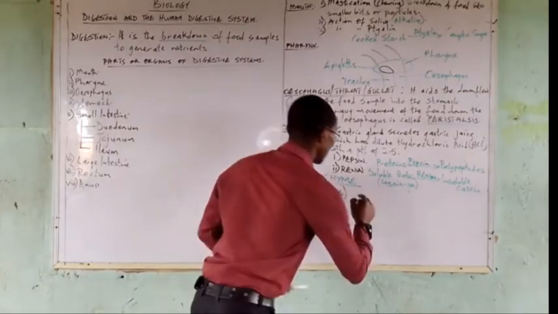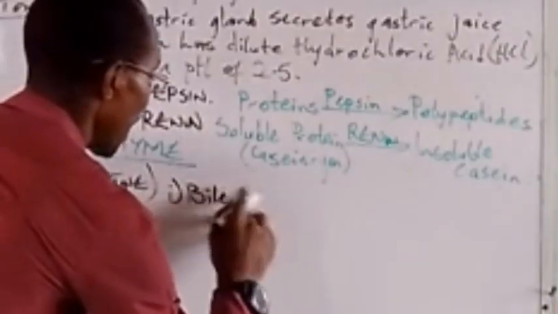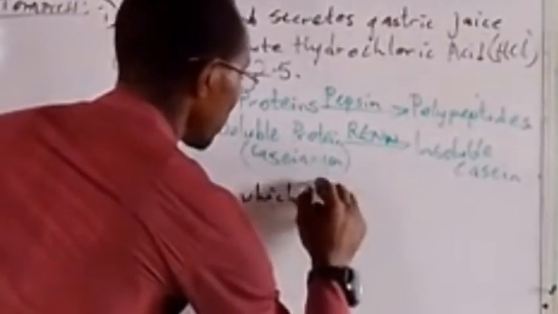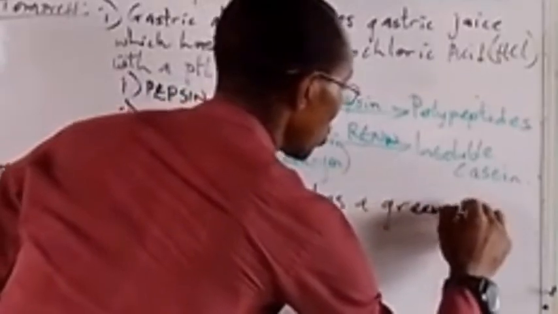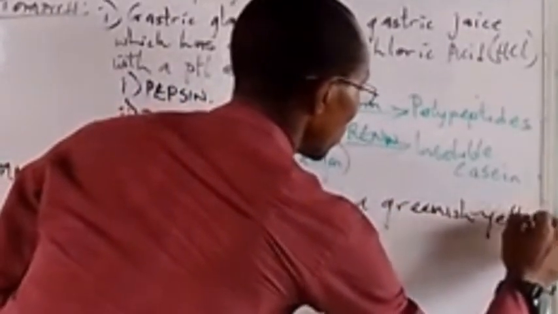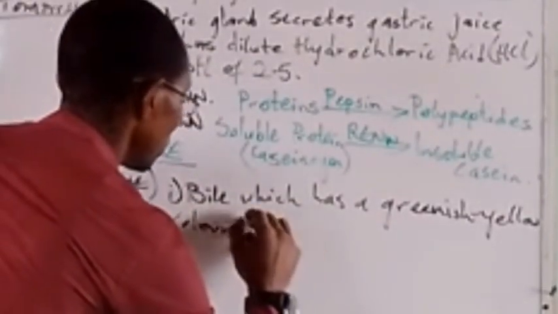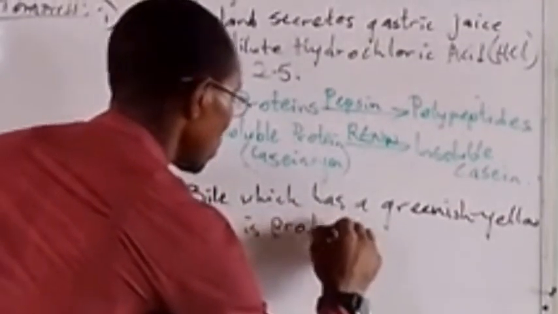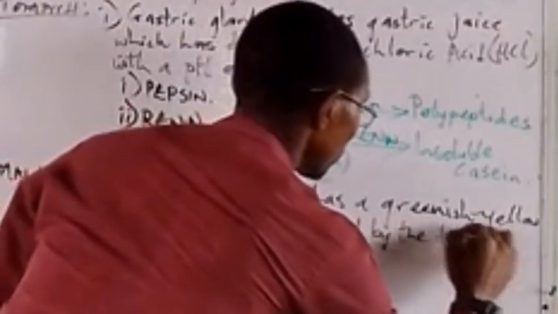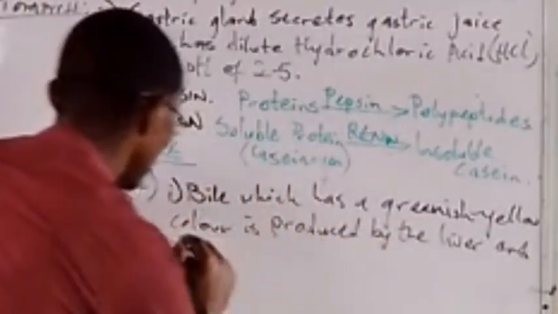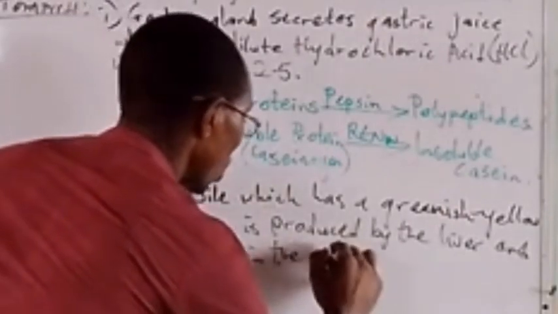So I said that the bile, which has a greenish yellow color, is produced by the liver and stored in the gallbladder.